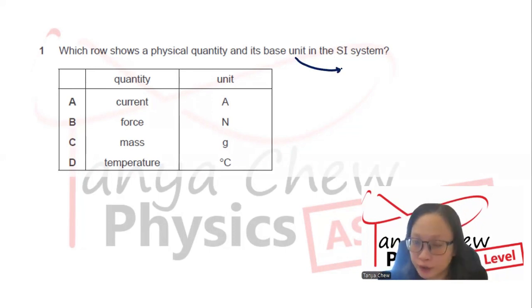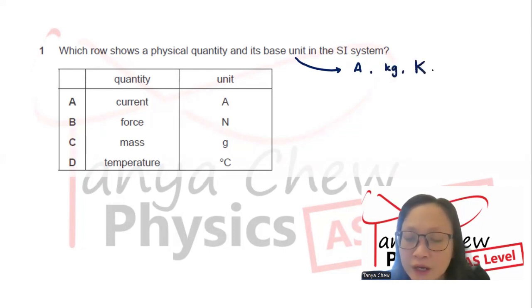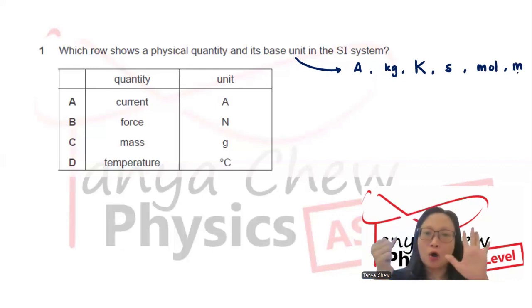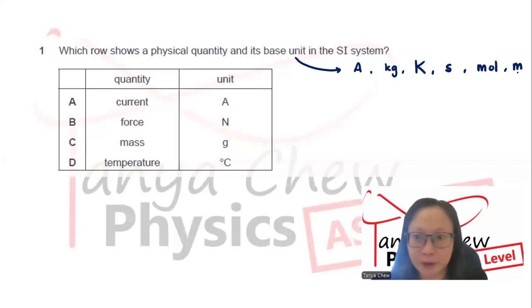So the 6 base units are ampere, kilogram, Kelvin, second, mole, as well as meter. 1, 2, 3, 4, 5, 6. All 6 base units which you are required to memorize. So let us look at the question here.